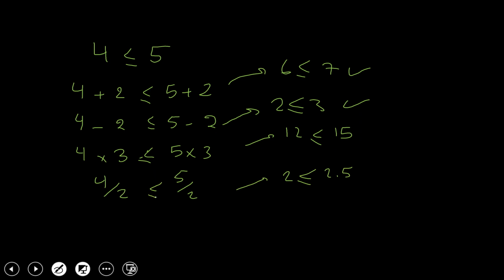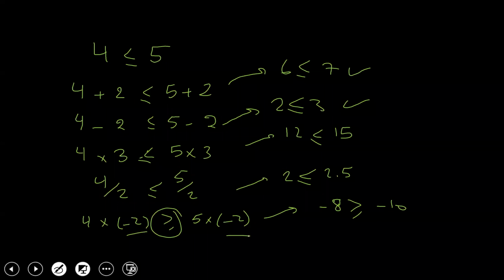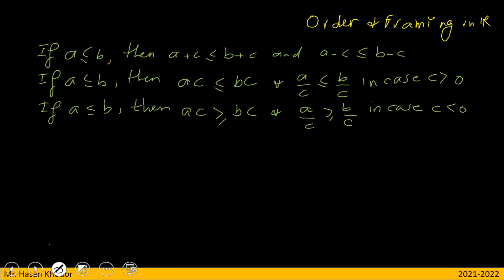However, multiplying or dividing by a negative number, let's say like this, will reverse the inequality, because here we'll get -8, there we'll get -10. -8, in fact, is greater than -10. So the inequality is reversed upon multiplying or dividing by a negative number. So in case C is negative, we reverse the inequality as you see in rule number 3.